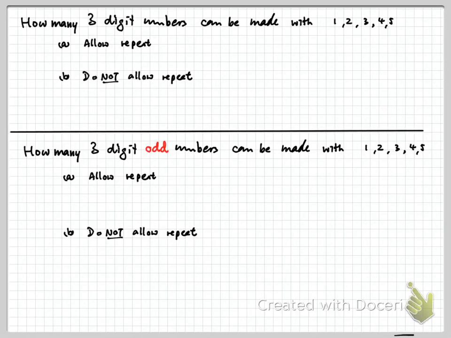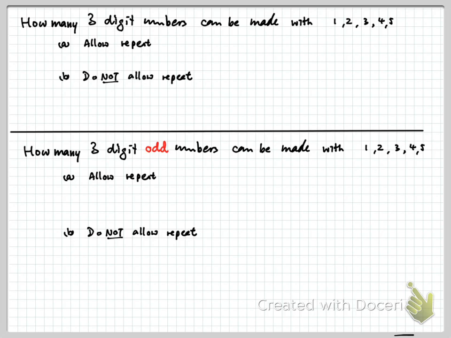In this video lesson, we are going to explore some more different strategies and approaches to questions regarding permutations and combinations. So here is the top question. We want to make 3-digit numbers with the digits 1, 2, 3, 4, 5. We have part A and part B. How many 3-digit numbers can be made if you allow repeat? And what if you do not allow repeat?